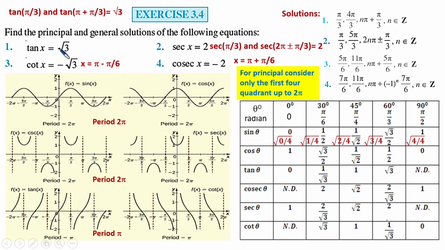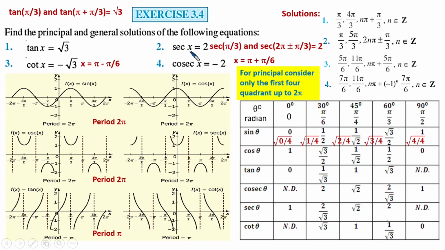So tan of x is root 3. So tan of x is root 3 means this is pi by 3. So tan of pi by 3 is root 3. And also tan, as we have shown earlier, has a period of pi. So pi plus pi by 3 is also tan of pi by 3. So your principal solutions will be, one is pi by 3 and another will be 3 pi plus 1 pi, that is 4 pi by 3. So I write pi by 3, 4 pi by 3. And beyond that you have to write n pi plus pi by 3. Okay, beyond 2 pi you keep on adding this pi.